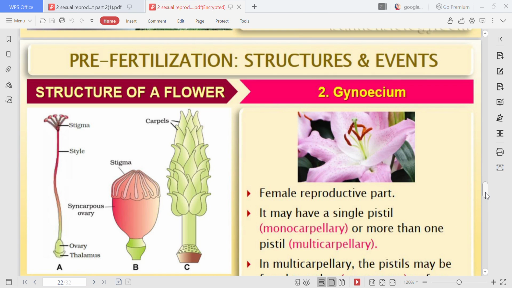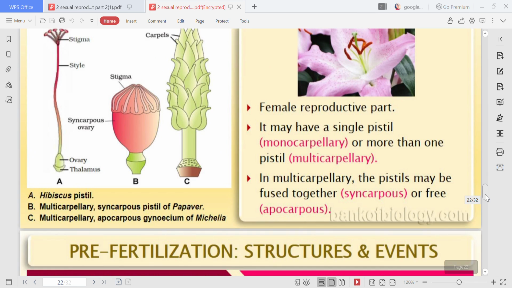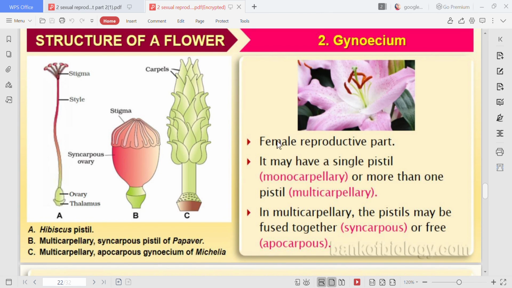So, the next topic that we are going to start with is gynecium. We were studying pre-fertilization events, structure and events. So, first we will go with the female part of the flower. We will study the structure and then the events that will take place before fertilization.